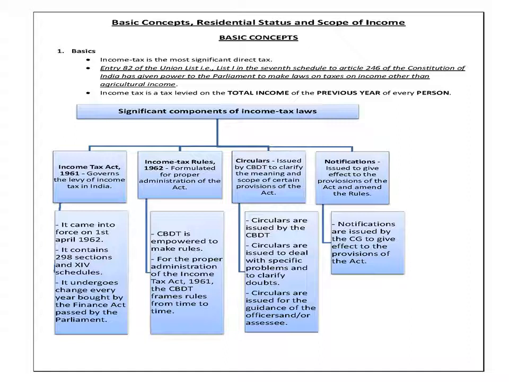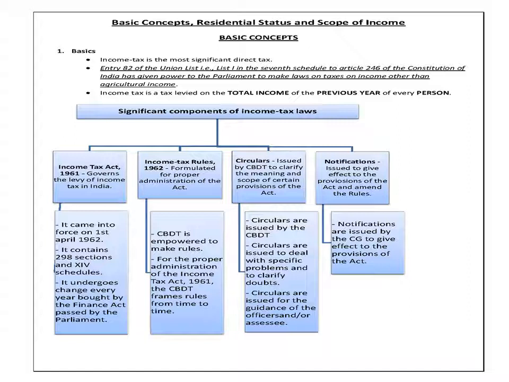Next comes the Income Tax Rules 1962. What is the meaning of rules? Rules are framed for proper administration of the act. First there is an act, that is the Income Tax Act 1961. Now we have to ensure that this Act is properly implemented within the country. For that, we have Income Tax Rules 1962. So we have to follow these rules.